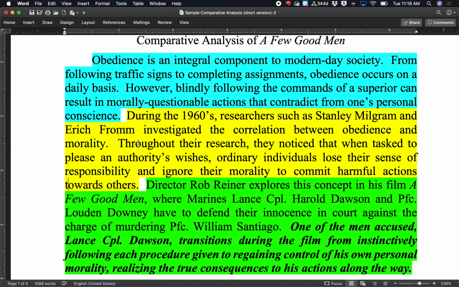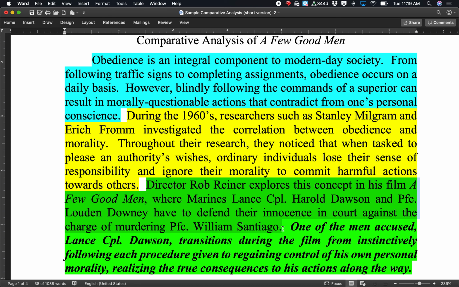Basically, it just summed up Milgram's and Fromm's articles. Does our student ever quote Milgram and Fromm in these sentences? No. Don't have to. Just summarize their main ideas. And then the green sentences, obviously, the writer tells us about the film.